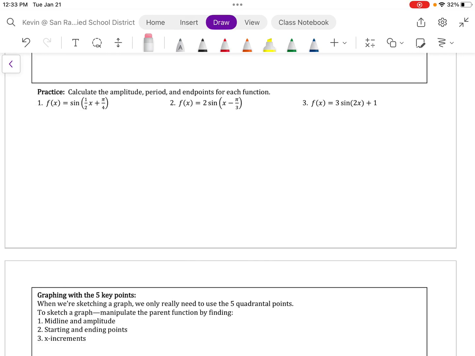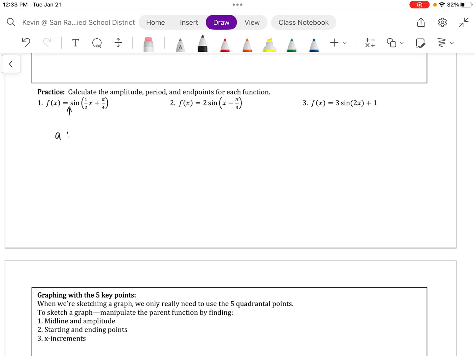Okay, let's finish off the first part of 4.5, and then we'll probably get into the second page of 4.5 on this. So all it wants us to do is calculate the amplitude, period, and endpoints of each function. So we're just going to remind ourselves. The amplitude is whatever number is in front of the trig function.